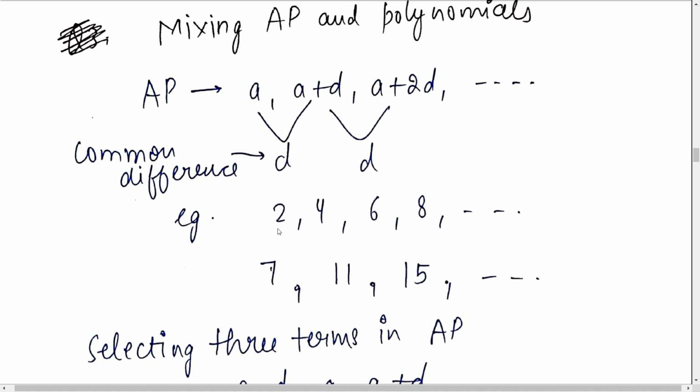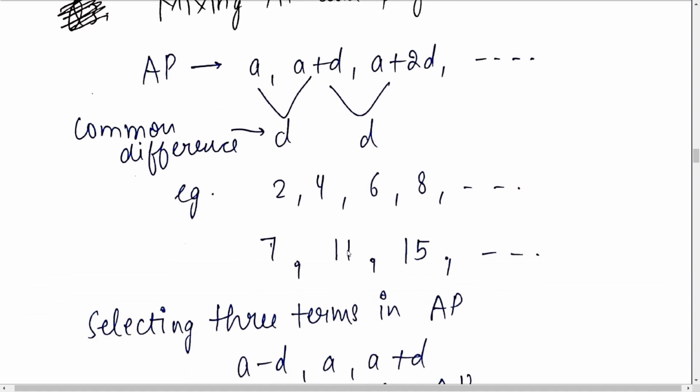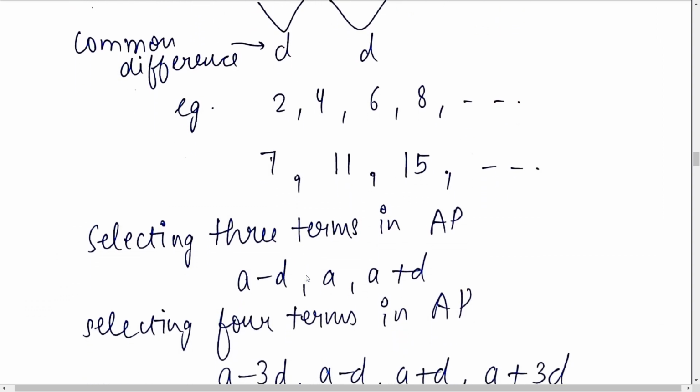Just subtract the lower term from the higher term, meaning the term which comes first, right? 7, 11, 15 is again an AP with common difference 4: 11 minus 7, 15 minus 11. So, selecting three terms in an AP.